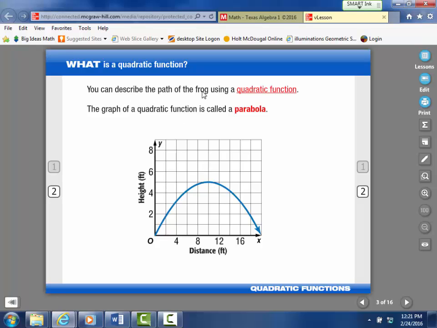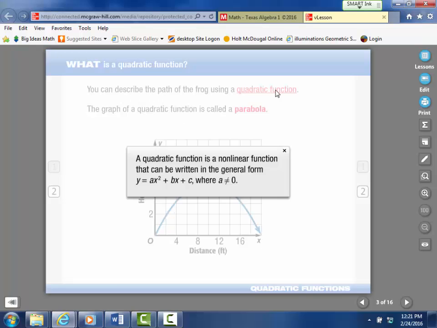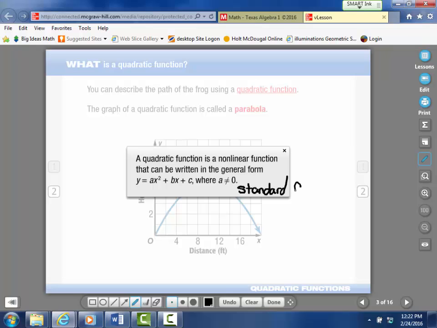So since we can describe the path of the frog using the quadratic function, and a quadratic function, you might want to write this down, is a nonlinear function that can be written in this general form. General form, this is also referred to as standard form. So general form or standard form: y equals ax squared plus bx plus c.